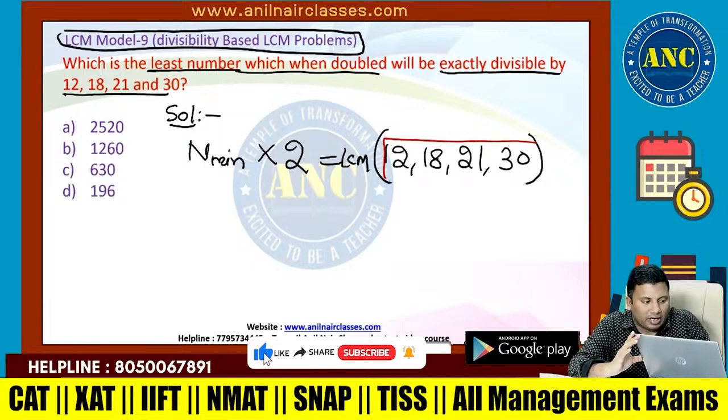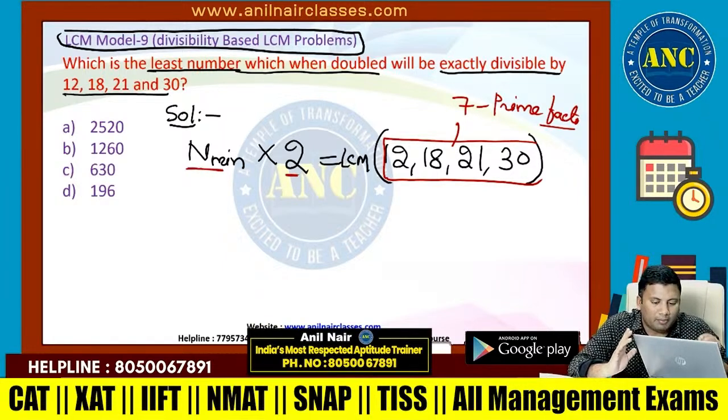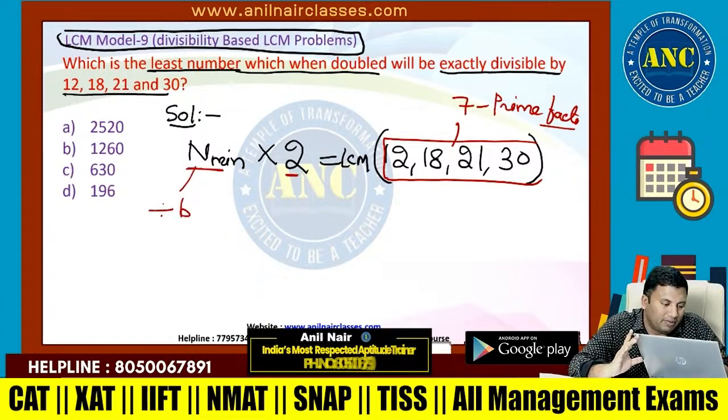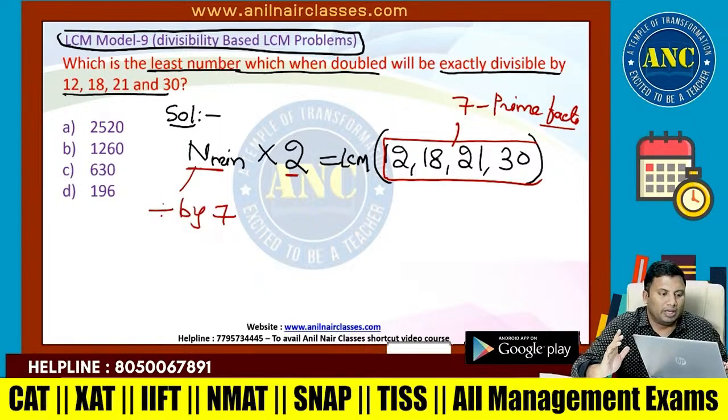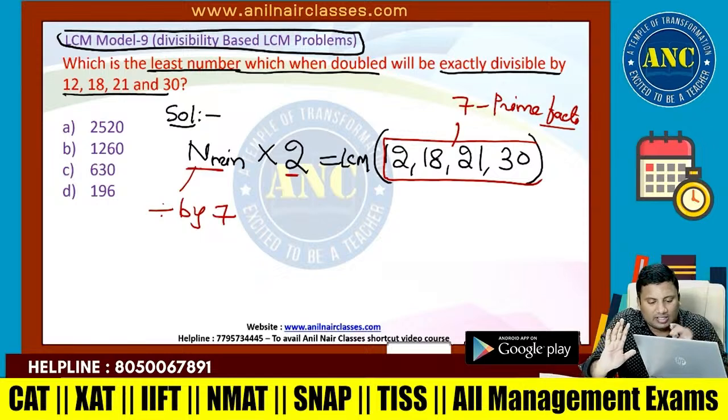12, 18, 21, 30. 21 contains a prime factor 7. 2n is not divisible by 7. So n minimum should be divisible by 7. 2520 is divisible. 1260 is divisible. 7 3s are 21, 7 6s are 42. 7 1s are 7, 7 8s are 56. 7 90s are 630, 726. 7 is not working. Next one.